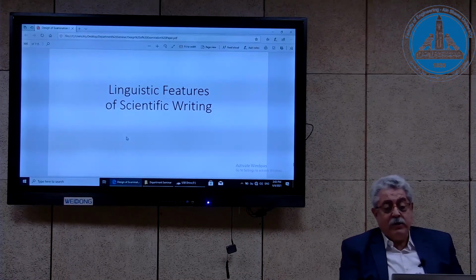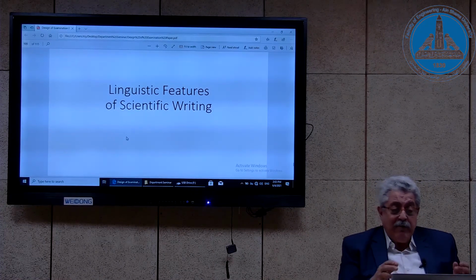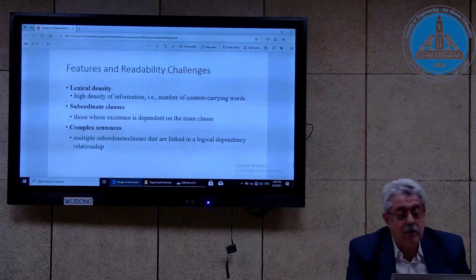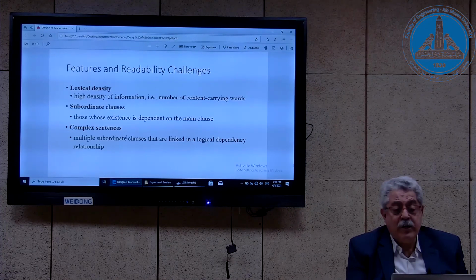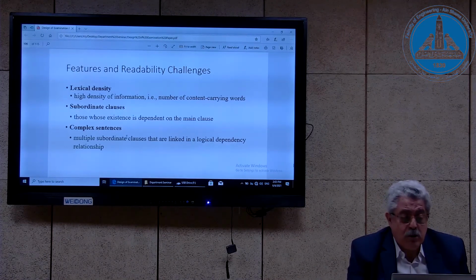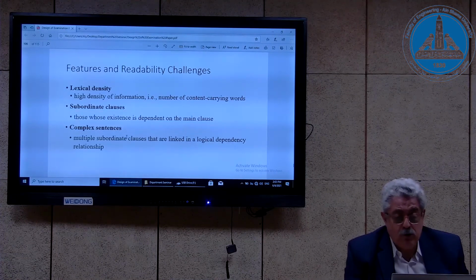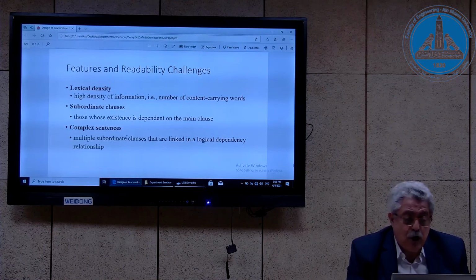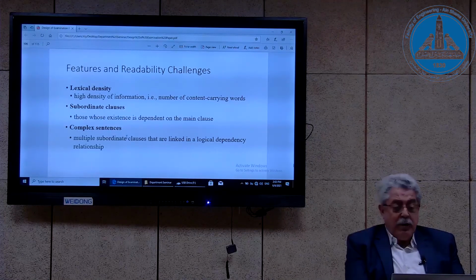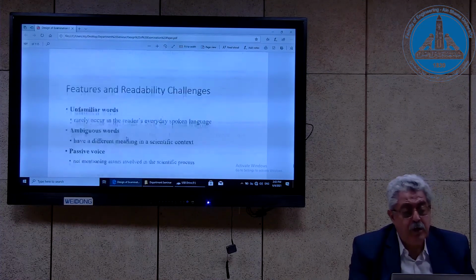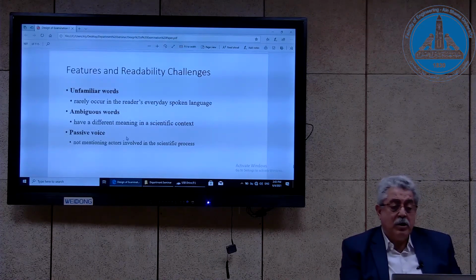What are the linguistic features of scientific writing that affect readability? These are linguistic density, defined as high density of information, that's to say the number of content carrying words. Subordinate clauses, those whose existence depends on the main clause. Complex sentences, which are multiple subordinate clauses that are linked in logical dependency relationships. And this is the rest of the definitions.